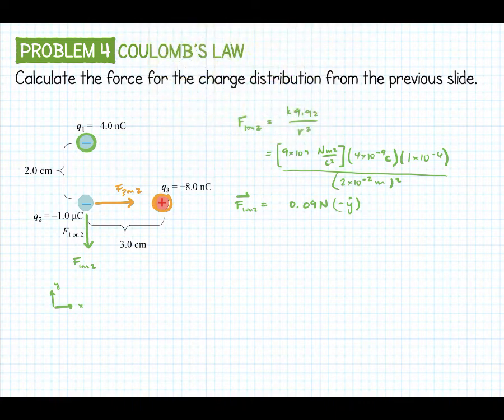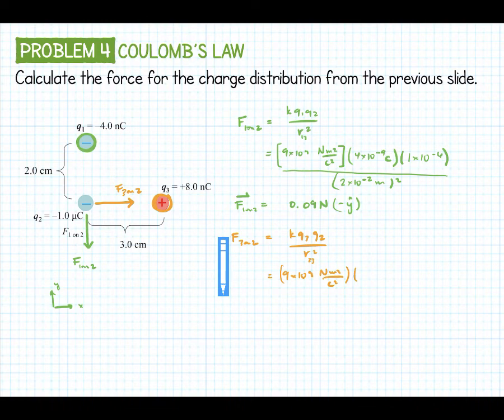For the other charge, we have F3 on 2, and that's going to be similar. We have K Q3 Q2 over r squared, where this is the distance between 2 and 3. Up here, that r was the distance between 1 and 2. When you plug these things in, you still get 9 times 10 to the 9th newton meters squared over coulomb squared, and that's just our constant K.